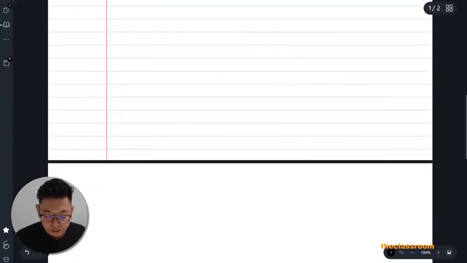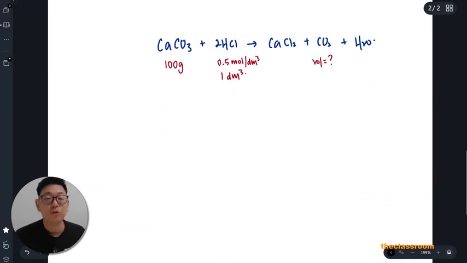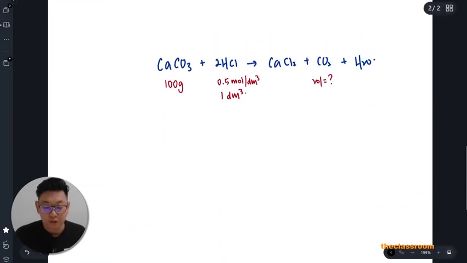So if you understand this, I hope, I'm going to move on to something which you're more familiar with, which is chemical formula.